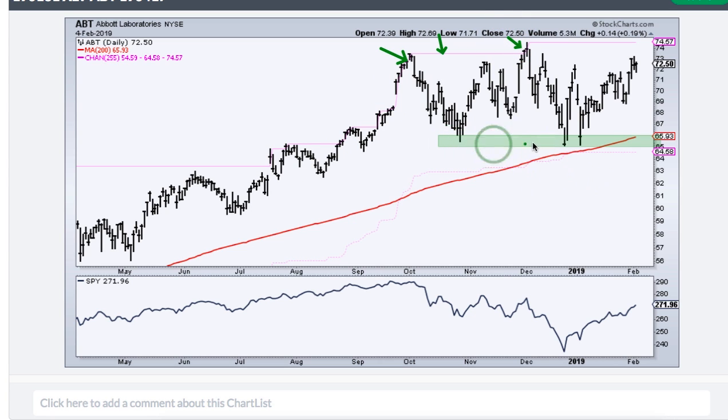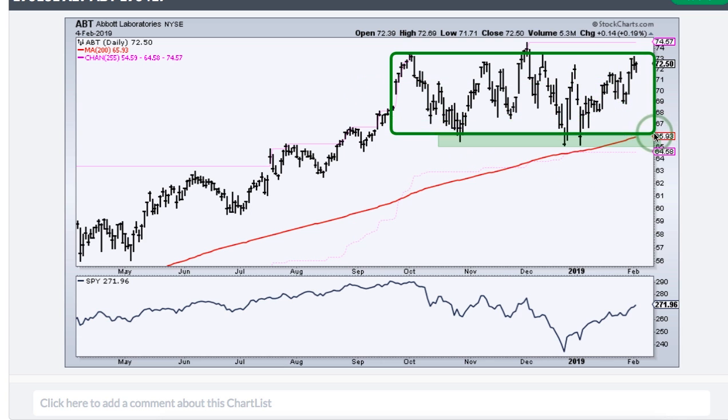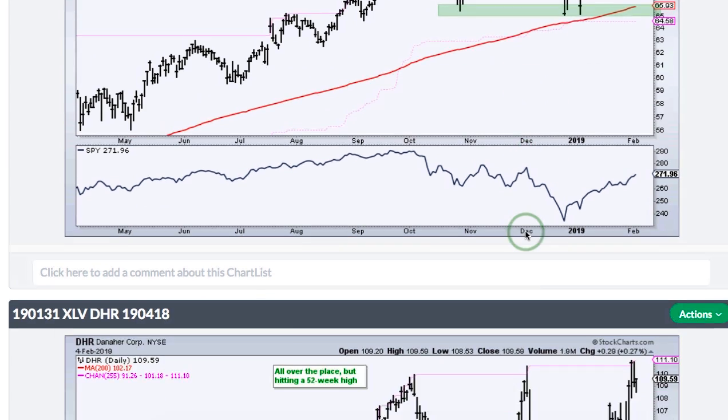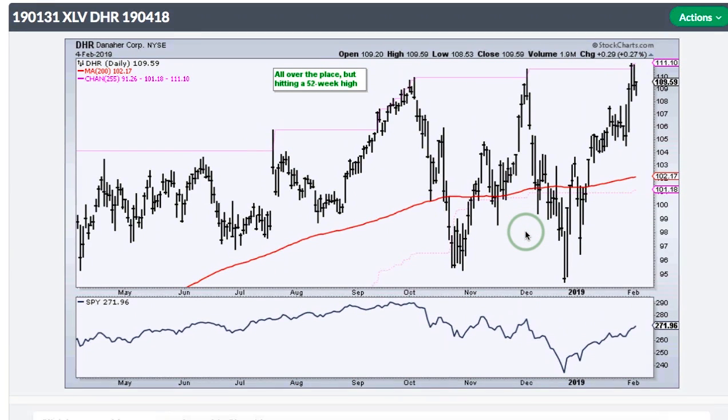And then you can see when we had the decline there into late December, Abbott basically held this low here. So it held support, it held the 200-day, it held up well during the decline, and it is right back near the 200-day. So overall, I would view this as a consolidation within a bigger uptrend here, and I would expect a resumption higher. Might not be the most exciting stock, but sometimes that's what it takes.